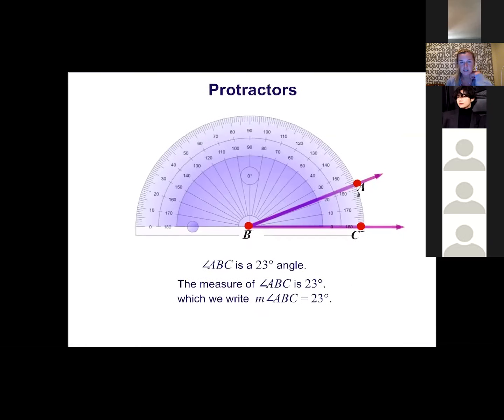And so here's another picture of a protractor. And they've drawn angle ABC on here, and they're telling us it's 23 degrees. How did they get that? Well, it's right here, shows you that it's at 20, and you can count 1, 2, 3, which leaves you with 23. Notice how they've written the measure of angle ABC is 23. It's important that you're putting measure in front of something when you are talking about the degree of it.